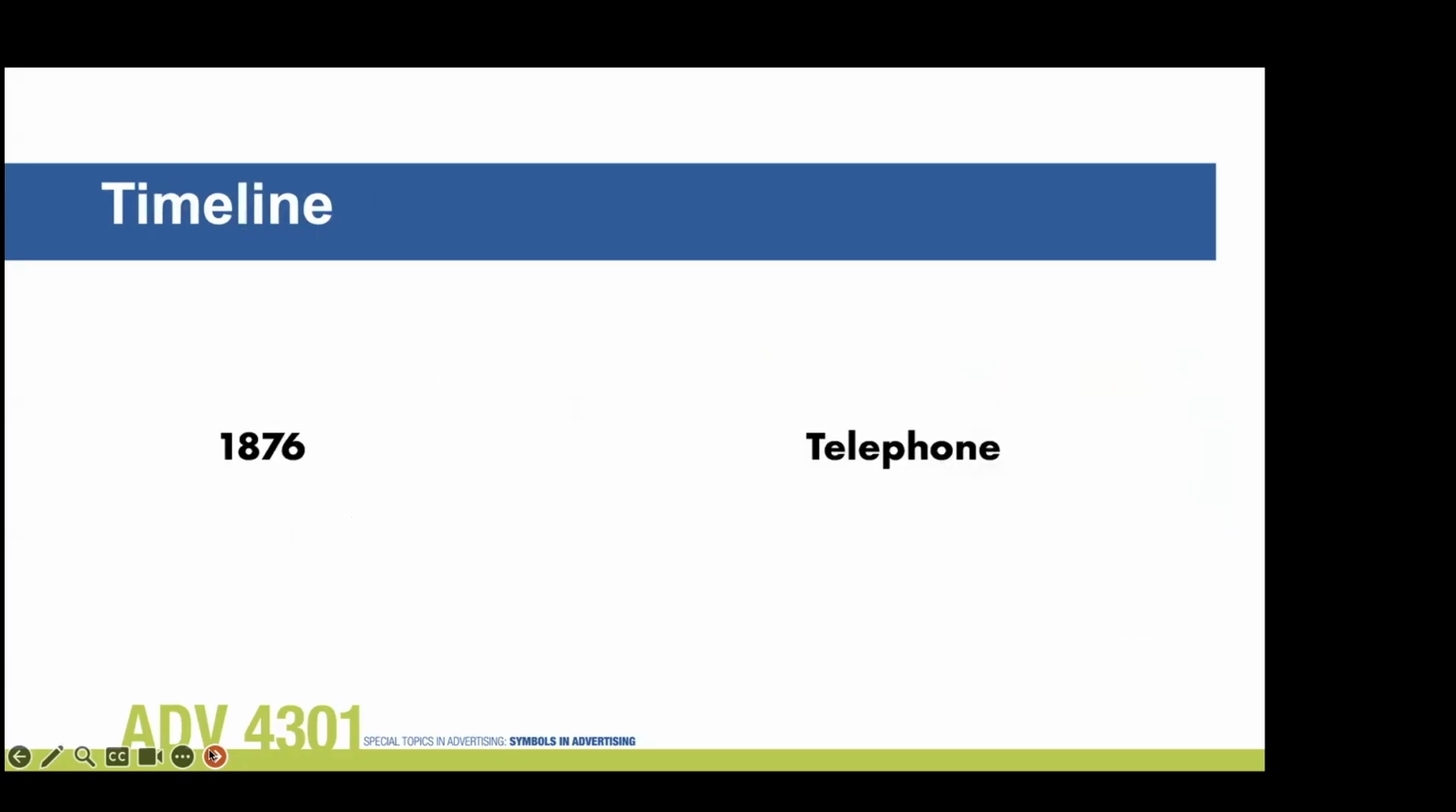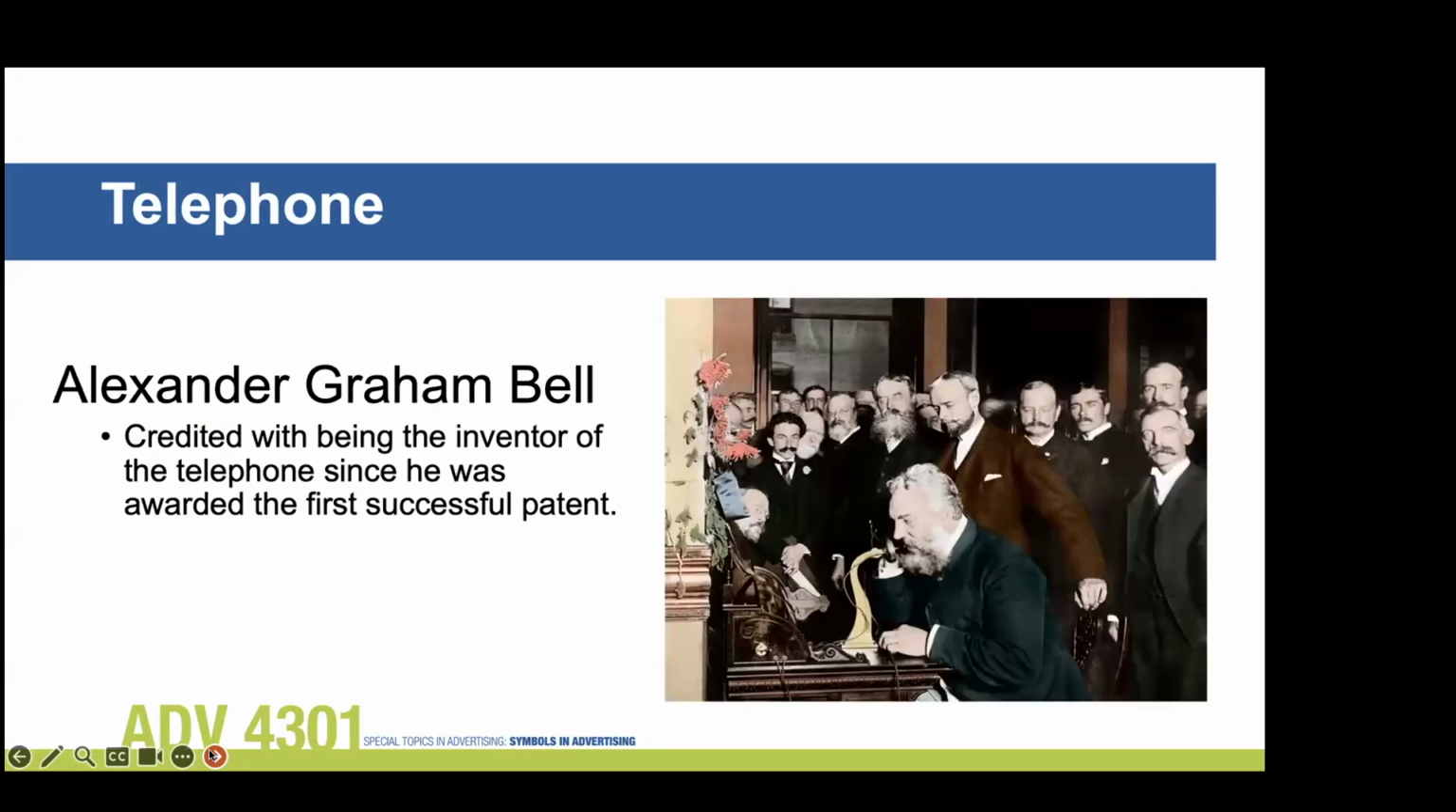So in 1876, it got even better. Alexander Graham Bell was awarded the first patent for the telephone. And the reason I say this in that way is not because he didn't invent it, because he did, but there were a lot of people that were working on this kind of thing, and it was sort of like a moon race. Whoever got to the finish line first was going to be credited with it. So Alexander Graham Bell was credited for that. He was awarded this first successful patent.